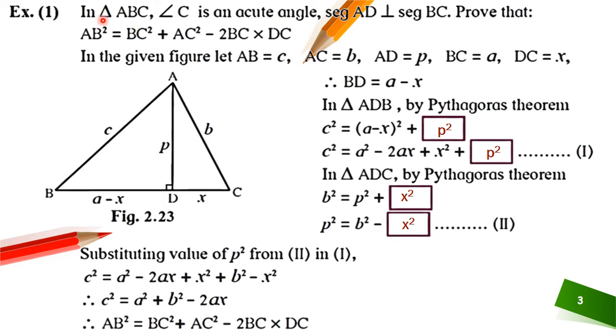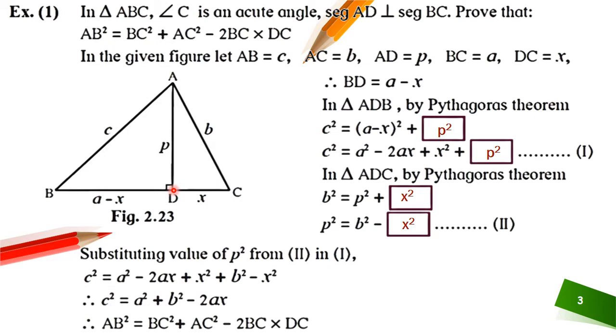Now here in triangle ABC, angle C is an acute angle. If you see this particular triangle, it's a very normal triangle, not a right angle triangle. This particular angle C is an acute angle, which means it is less than 90 degrees. Whenever you have such a triangle, you can draw an altitude AD, which is perpendicular to BC. So you obtain two right angle triangles when you draw this.